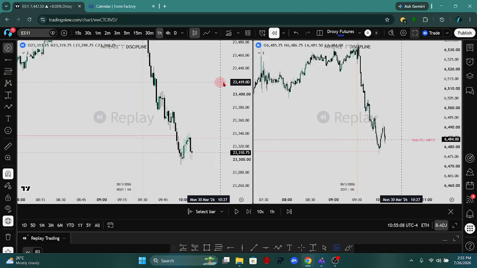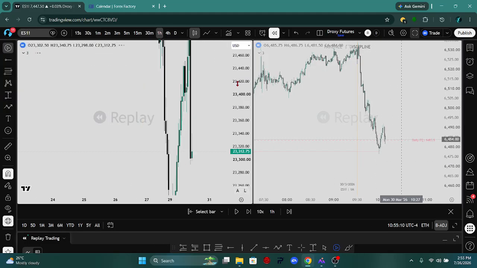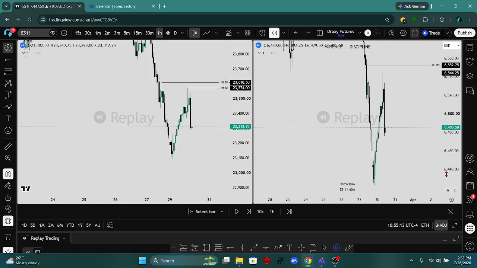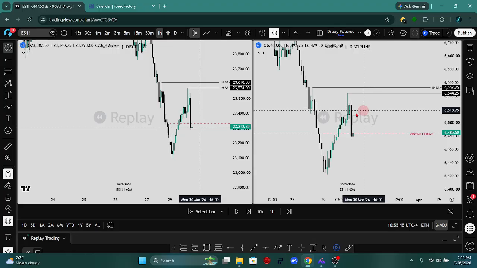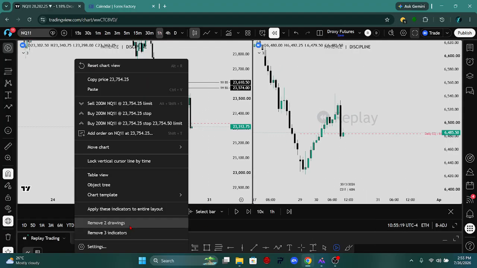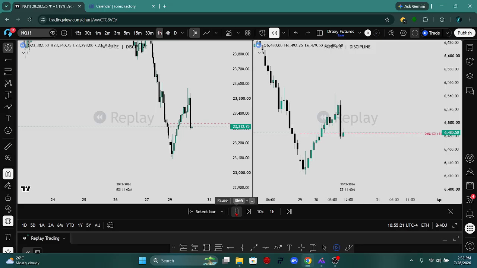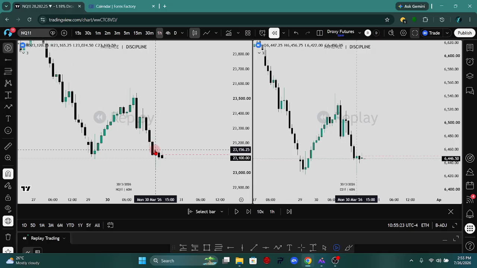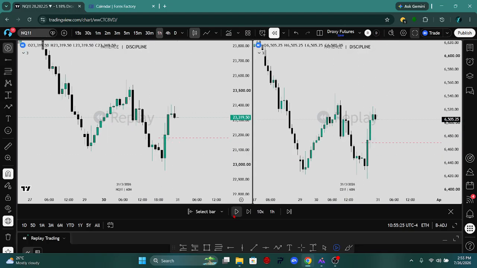So something like this, I just close my chart. I'm done for the day because it's 11 o'clock. You get me? Then I move on to the next day. So just like this, we move on to the next day. So we move on to the 31st, which is a Tuesday.